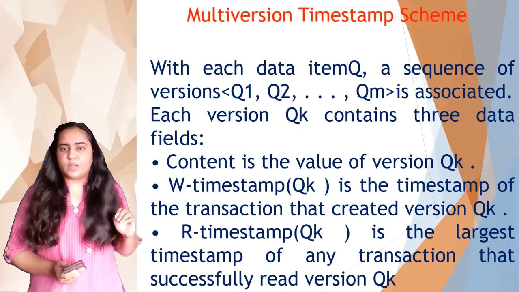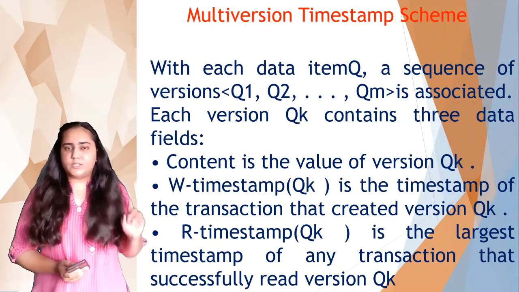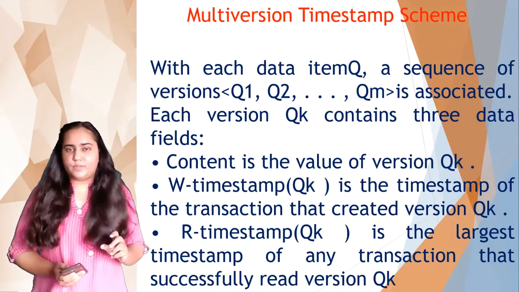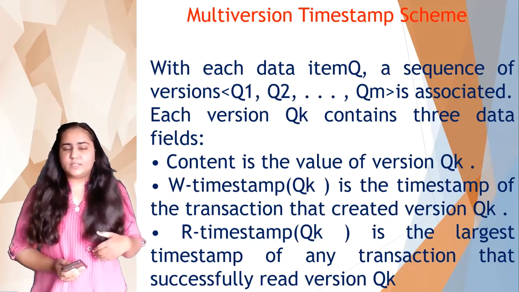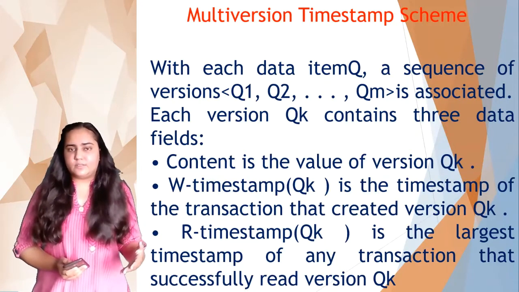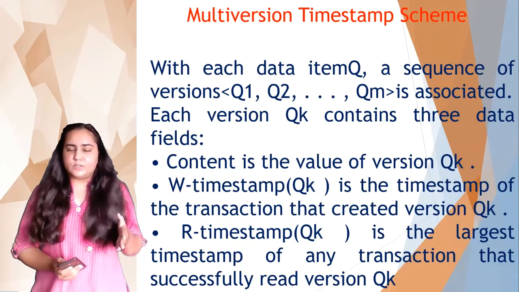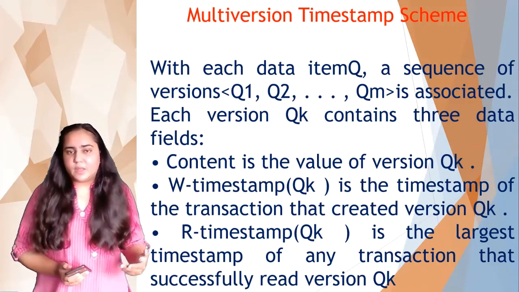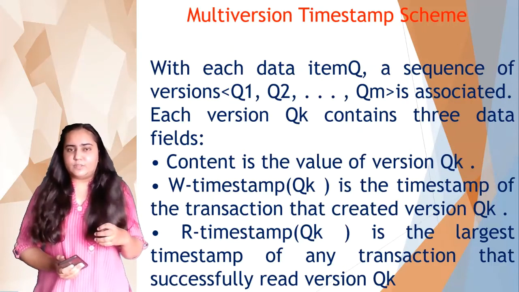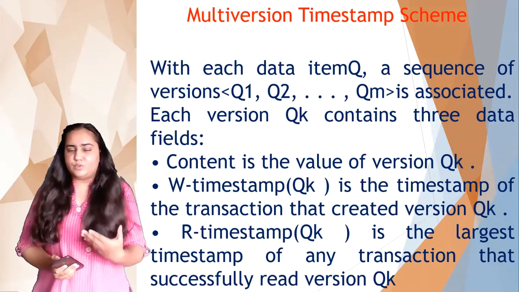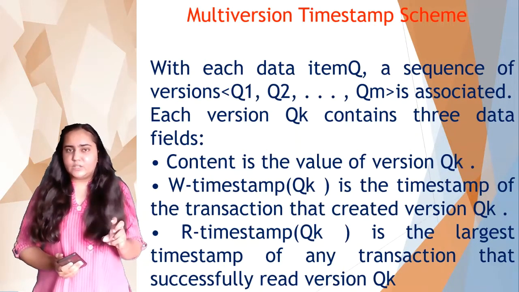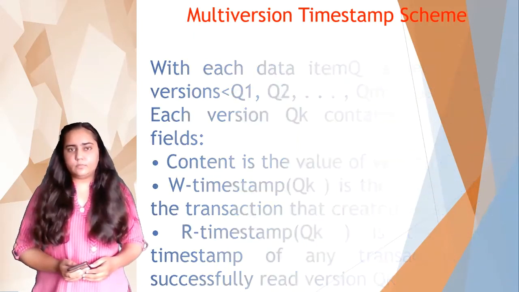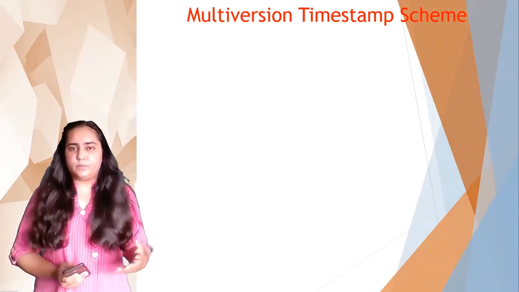And lastly, there's also an R timestamp of QK, which is the largest timestamp of any transaction that successfully read the version QK. So any transaction that managed to successfully read this version, the one with the largest timestamp determines it. So if there are 10 transactions reading QK, and out of that, the largest timestamp is of a transaction having timestamp 20, then the R timestamp of that particular version of Q, which is QK, will be equal to 20. Now how the scheme is applied, we are going to see that.